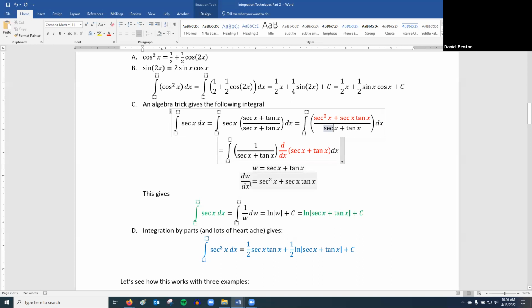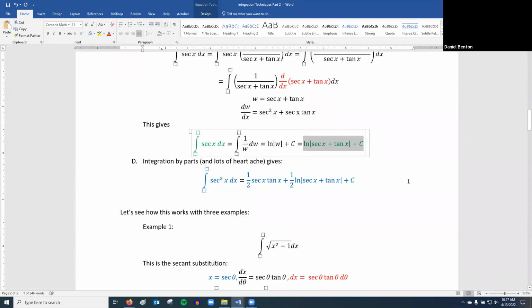And when you do the substitution, because that's the derivative, when you solve for dx, the thing up here is going to cancel out with the thing under the dw, and you'll get a really nice clean integral of just 1 over w, which becomes ln w, which becomes ln secant plus tan, right? It's kind of crazy. Feel free to look over that one.